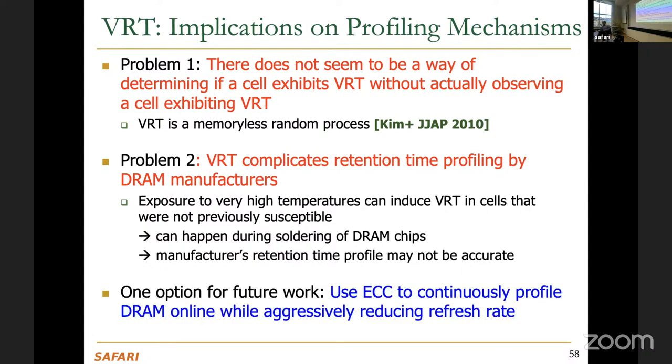So one option for future work is very similar to what we have just discussed earlier for DPD. We believe you can use error correcting codes to continuously profile DRAM online while aggressively reducing refresh rates. And error correcting codes can handle the cases where you get a retention error because you thought that your minimum retention time was actually higher. But of course, you need to keep ECC overhead in check if you want to do this.